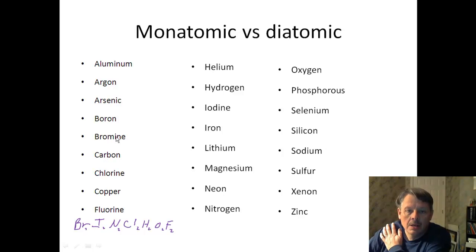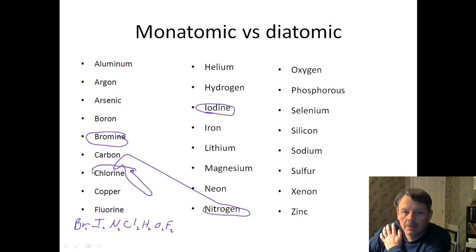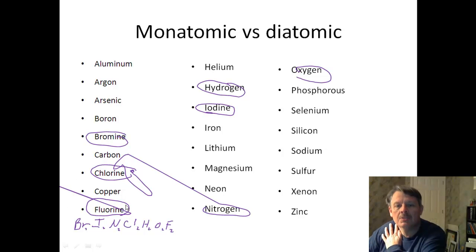So what are they? Well, they're bromine and iodine and nitrogen and chlorine. Sorry, stop that. And chlorine and hydrogen and oxygen and fluorine. So the ones that I have circled are your diatomic elements.